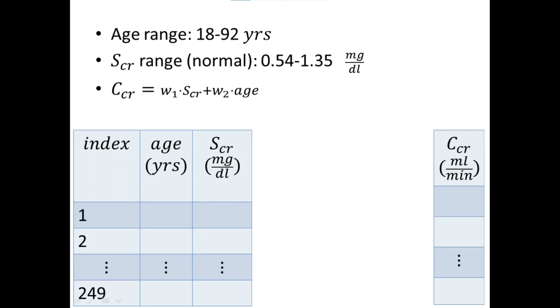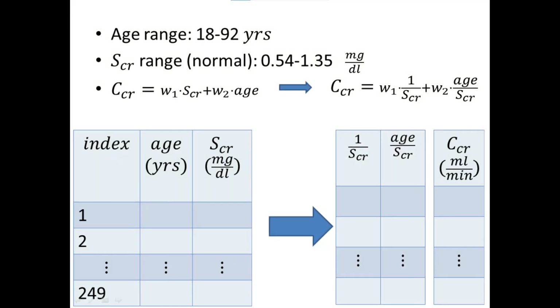Given the sample data, as described here, the equation of a fitting plane is of the form coefficient 1 times serum creatinine concentration plus coefficient 2 times age. So, they came up with an elegant idea. Let's create new features based on the old ones. And so they did. The first new feature is the inverse of the second old feature. The second new feature is the ratio between the first old feature and the second old feature.